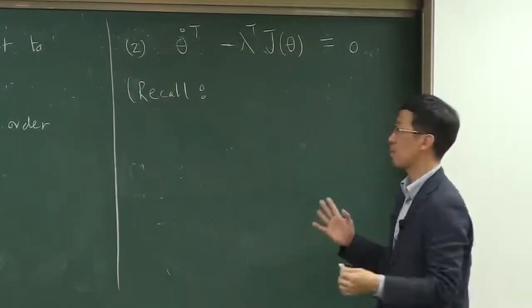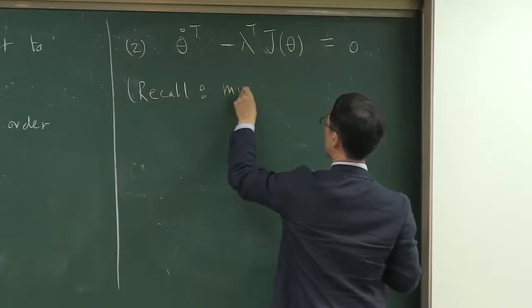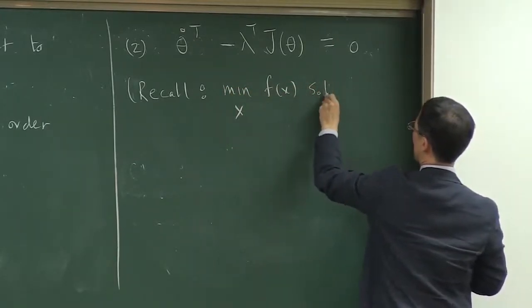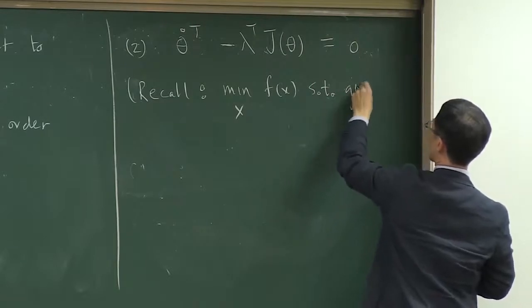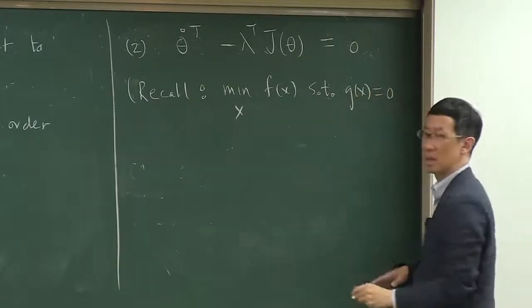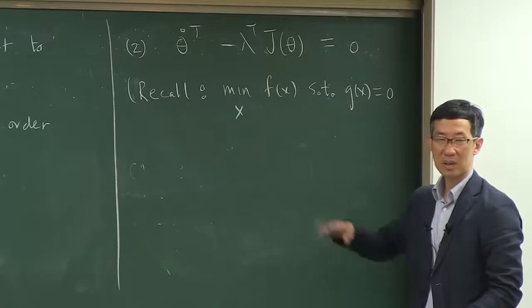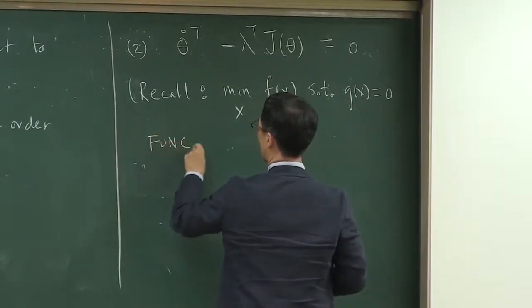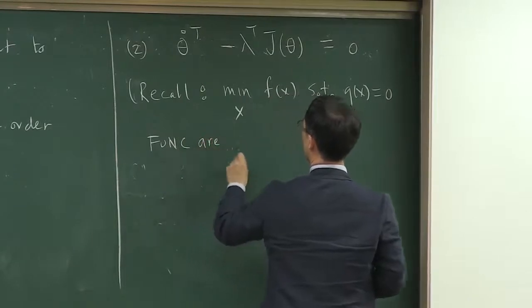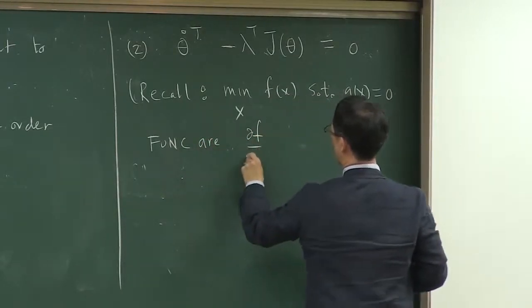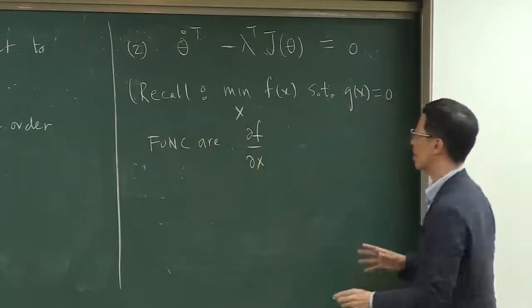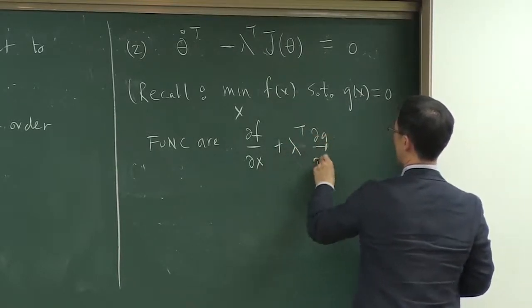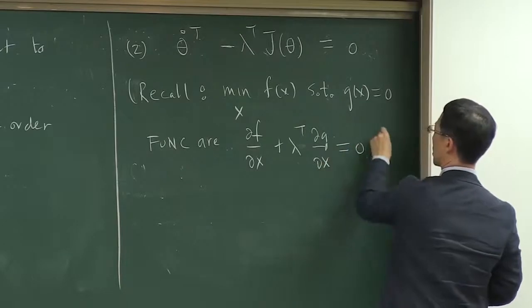If we had this problem, minimize f of x with respect to x, subject to the constraint g of x equals 0. This is a general form. Remember we said that the first order necessary conditions are df/dx plus lambda transpose dg/dx equals 0.